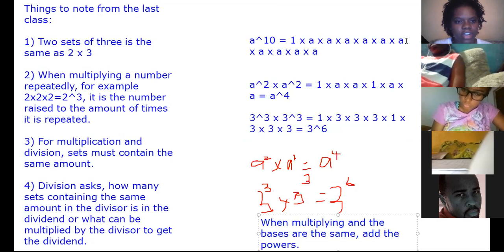Can I clear the screen? Yeah, you can. Jamila, can clear? Yes, you can. Davy? Yes, you can. All right.